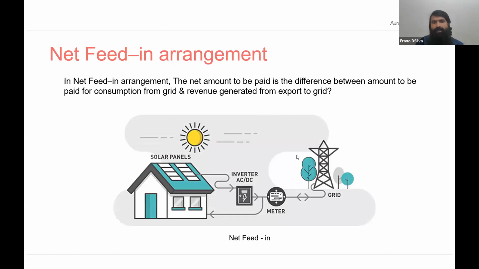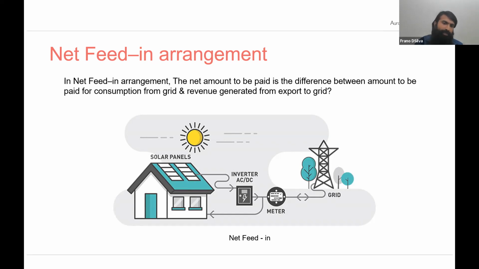As you can see in the net feed-in arrangement, we have a unique bidirectional meter connected between the grid and the location. This bidirectional meter records the units that have been supplied from grid to the house, and also records the generation and exported units that are exported to the grid from the solar system.